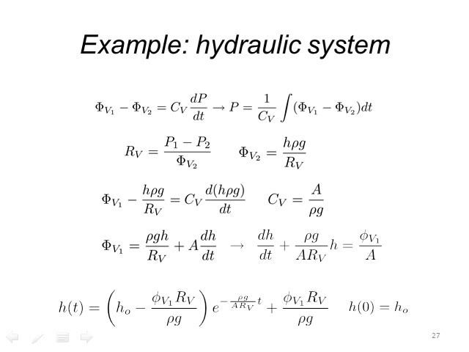H of t is equal to h0 minus phi sub v1 over rv over rho g is an exponential function. And then we have this plus phi sub v1 rv over rho g. And this is basically our starting condition. And then h at time 0 is equal to this h0.